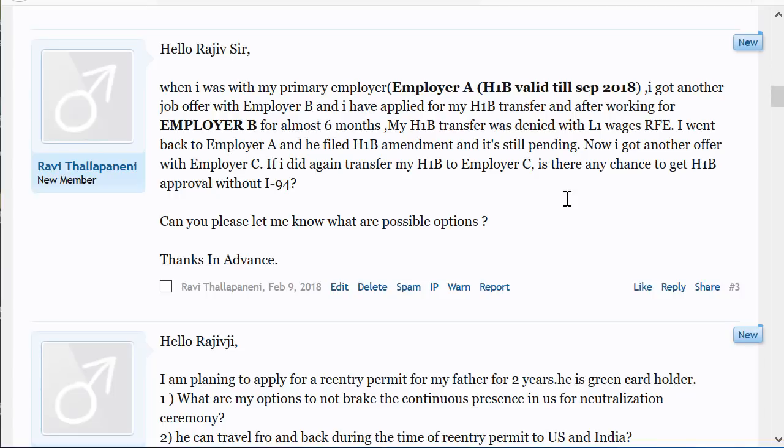So if it is still pending or denied, you won't get status within USA. You will get your H-1 approval without I-94. The only time you get an H-1 approval with an I-94 in these cases is if when employer C's application comes up for adjudication, employer A's amendment is already approved. That's the only time you will get status within the United States.